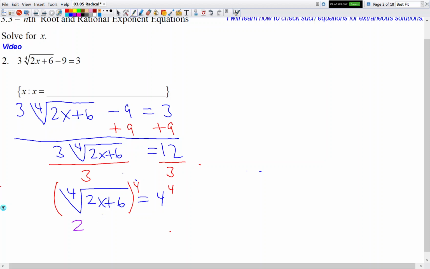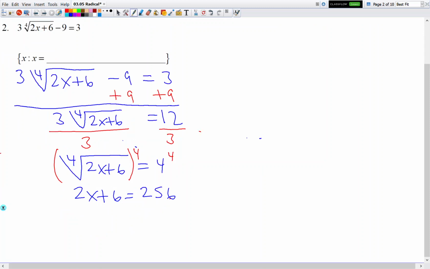Oops, why is it purple? I thought I pushed blue. Okay, so left side is going to be 2x plus 6. And then 4 to the 4th power. I believe that is 256, if I did my math correctly. I think I did.